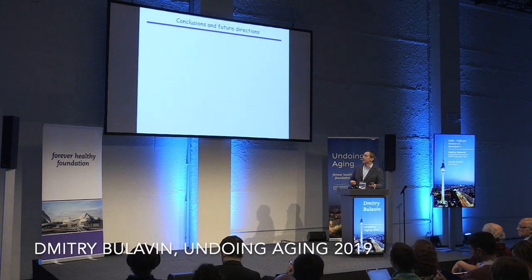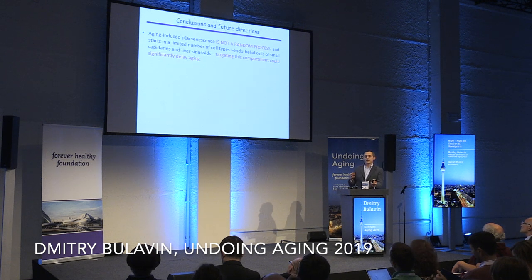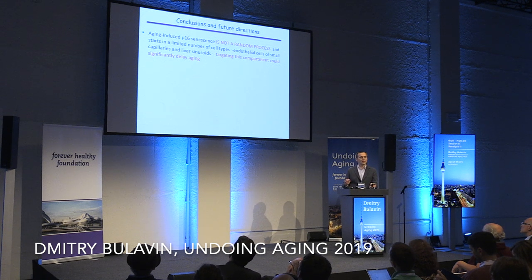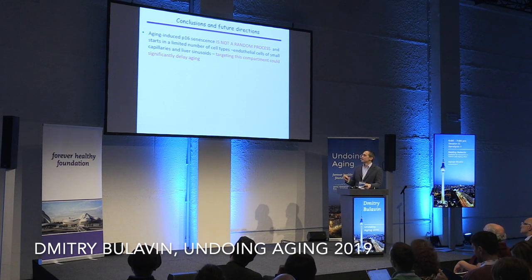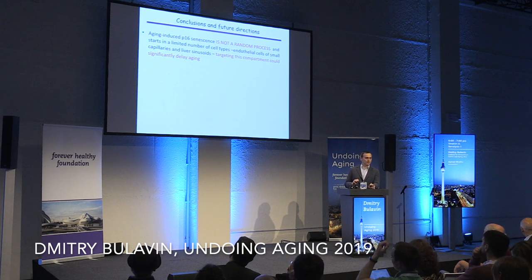Now, to conclude, it's generally believed, though it hasn't been systematically addressed, that senescence starts randomly in different tissues. However, what I'm trying to tell you here is that, in fact, we think that senescence is not starting randomly. There are particular pockets of senescent cells where it starts, that is induced with aging, and one of these tissues is, in fact, the liver. And this buildup in the liver is massive. There is no other tissue in the mouse body that becomes almost completely senescent when the mouse becomes very old.